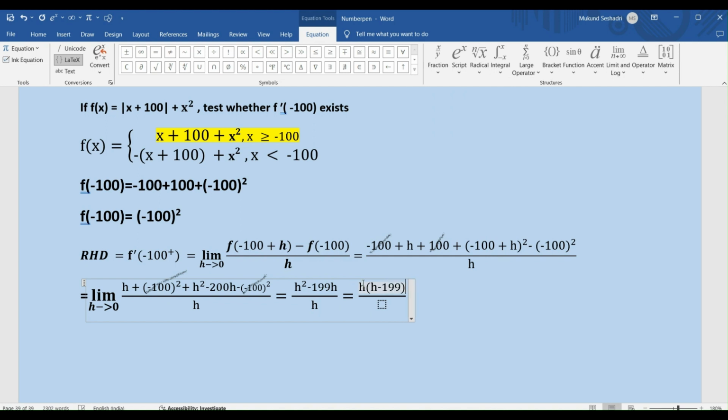So let me do that, and I have it as h into h minus 199 divided by h. My h and h get cancelled out. I'm left with h minus 199. I don't think we can further simplify this. I do a substitution of h equals 0. I'm left with minus 199, right? So that is our RHD, right?